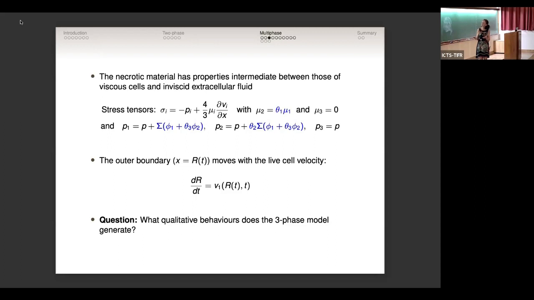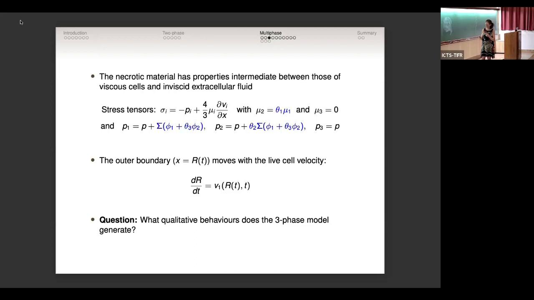So the constitutive assumptions, as we've just discussed: I'm going to assume that for the live cells there's a pressure exactly as we had it before, but now with a viscous term added in. I'm going to assume that the dead material follows the same thing, but that the viscosity is proportional to the viscosity of the live cells. Theta 1 is between 0 and 1, and it's trying to capture that the dead cells are somewhere between live cells and fluid.